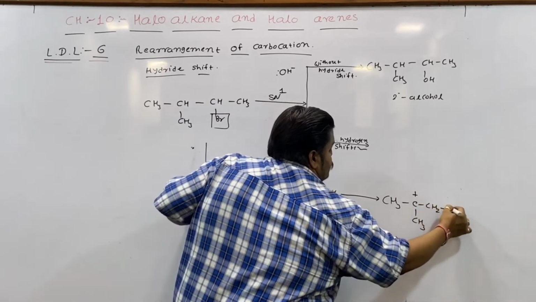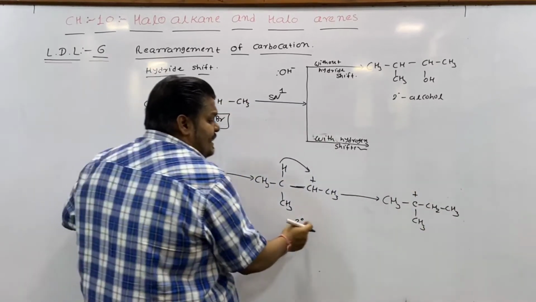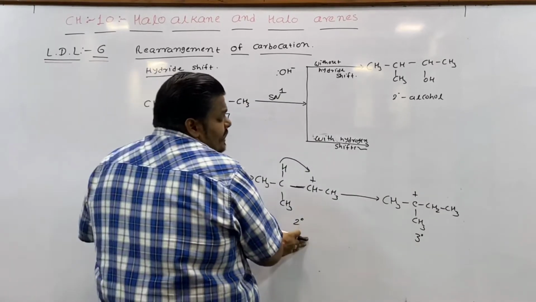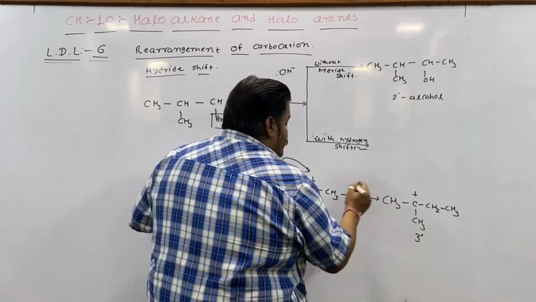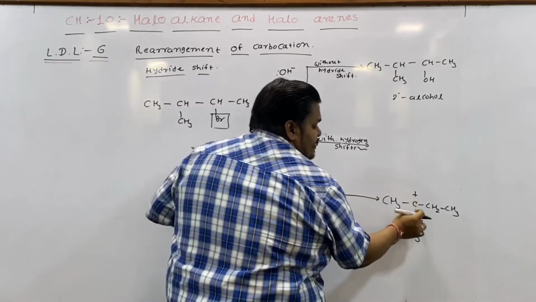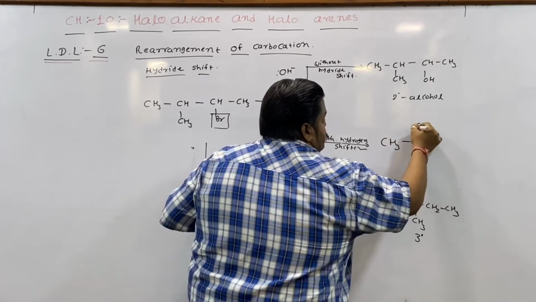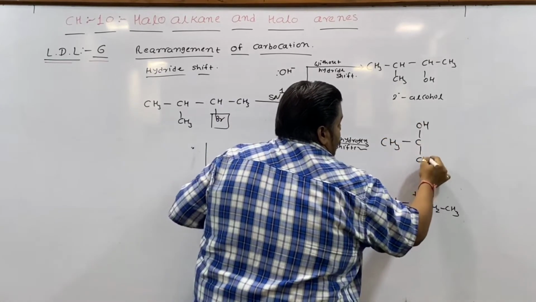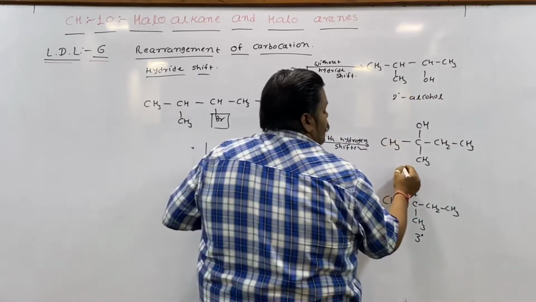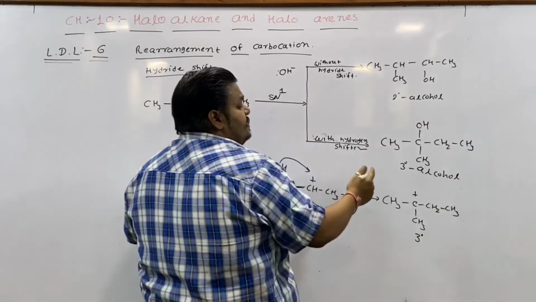This is done through the shifting of hydrogen, called the hydrogen shifting process, and the secondary carbocation changes to the tertiary one. After the conversion of a secondary carbocation to the tertiary one, the OH group, the hydroxyl group, attacks this tertiary carbocation and it produces a major product in the form of a tertiary alcohol.